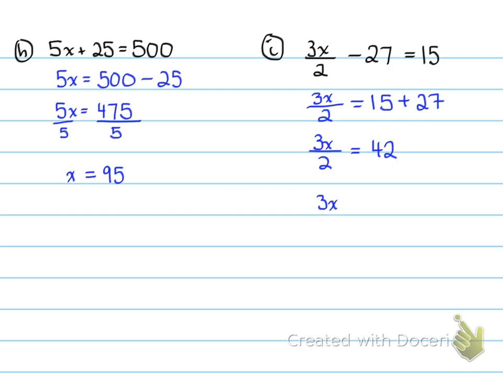We multiply 42 by 2, so that we're left with 3x is equal to 42 times 2, which gives us 84. 3x is equal to 84. Once we figured out that 3x is equal to 84, we can now divide both sides by 3. So we divide both sides by 3, and that gives us x is equal to 28. And that, folks, is our final answer. X is equal to 28.